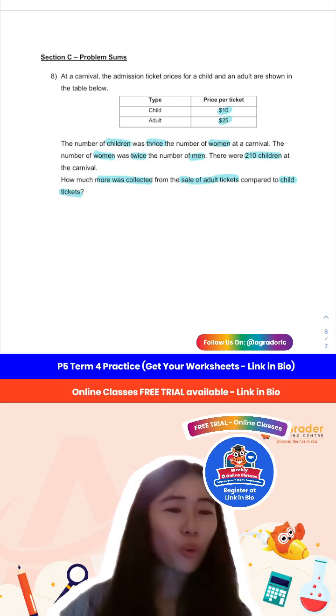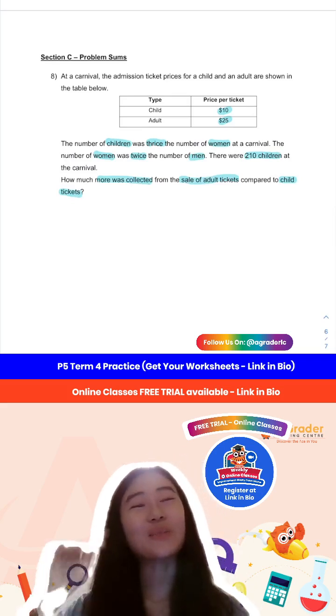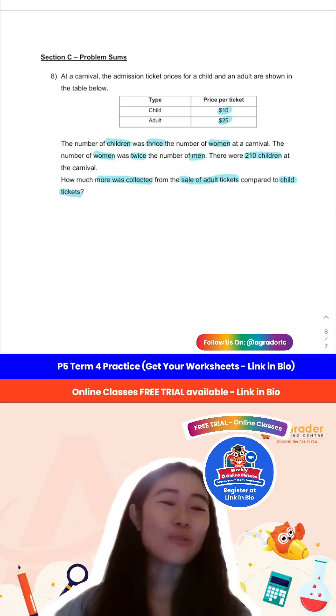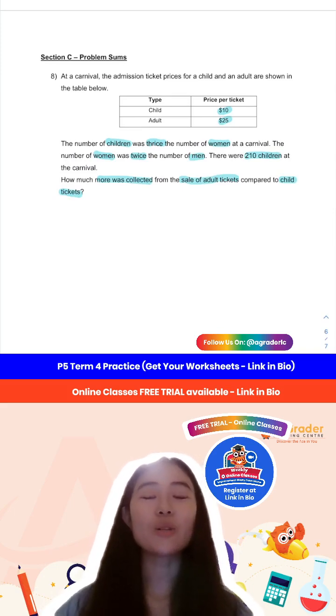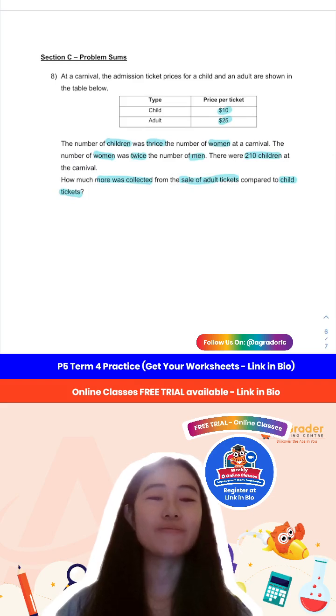Wongs, there should be a promo because adults are the ones paying. Unfortunately, that's not how the world works. Adult tickets are always more expensive, right? In the real world.